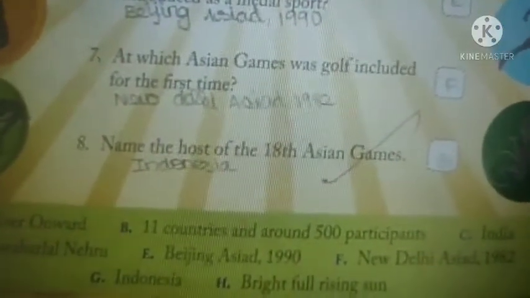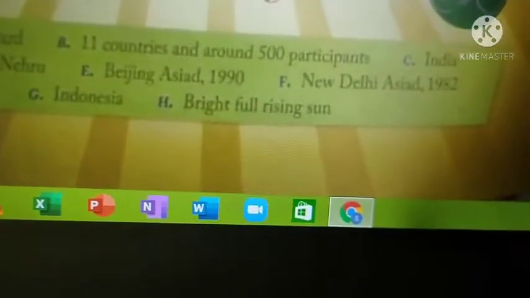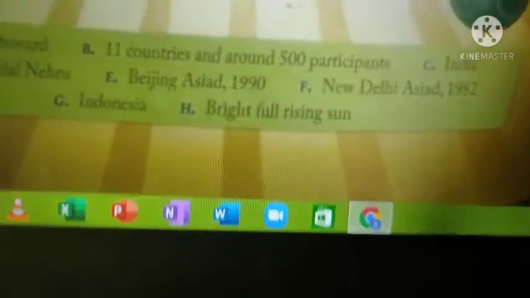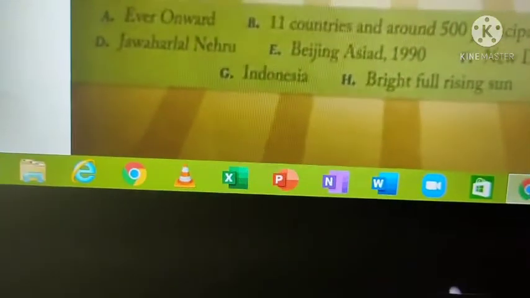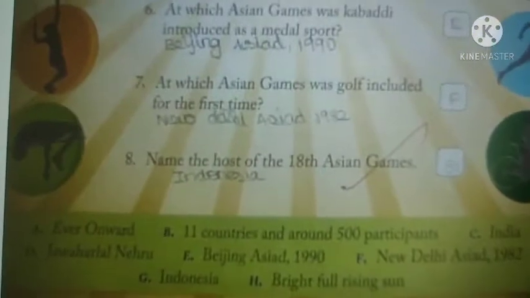Seventh one. At which Asian Games was golf included for the first time? Option F. New Delhi Asiad 1982. Eighth question. Name the host of the 18th Asian Games. Indonesia. Option G, Indonesia. That's all, students. This unit is over.